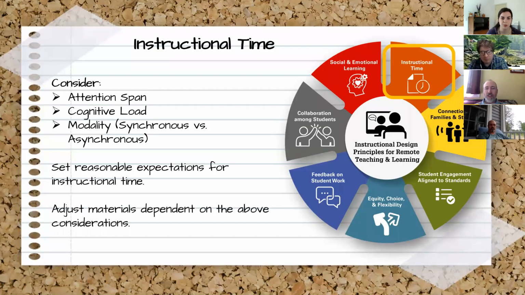So the first one is instructional time. You want to consider the attention span of your learners, the cognitive load that they're under, the modality that they're engaging in, is it synchronous or asynchronous? And then based on those things, you really want to set reasonable expectations for instructional time and adjust your materials dependent on the attention span and the cognitive load of your learners.